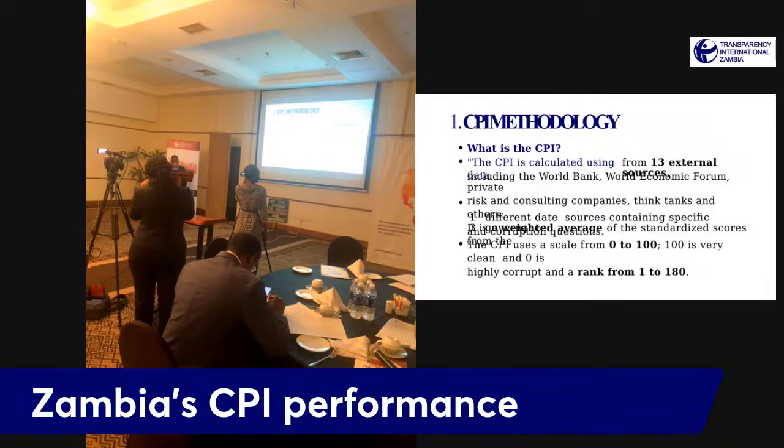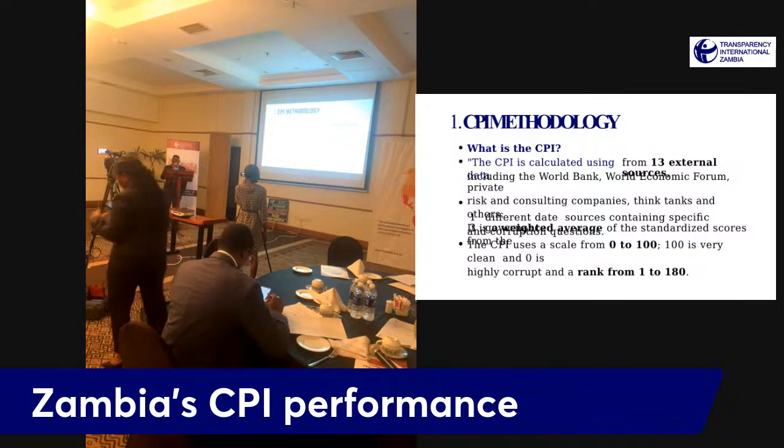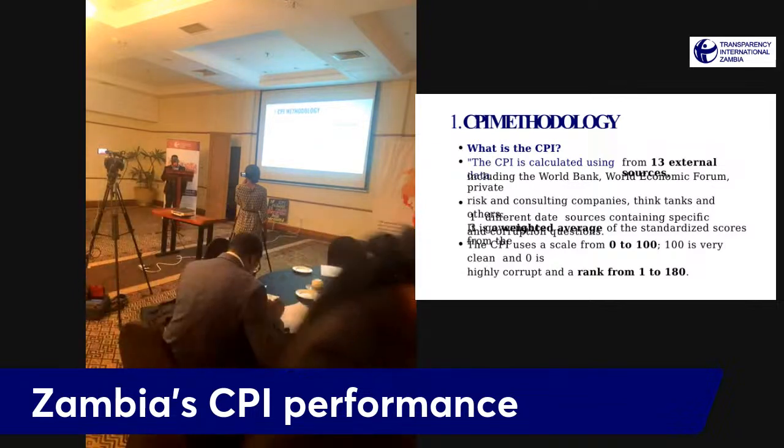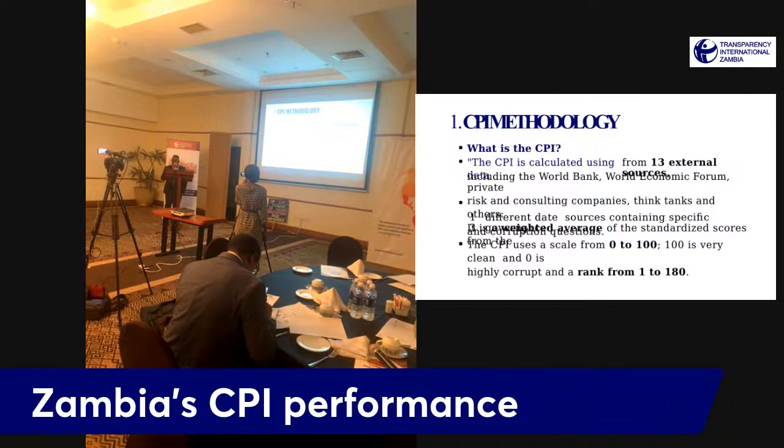It is a weighted average of the standardized scores from the 13 different data sources containing specific governance and corruption questions. For the case of Zambia, which I will also explain very soon, we use 9 different data sources. Once we get the score from the 9 data sources, we simply compute the average score, which is called the CPI.